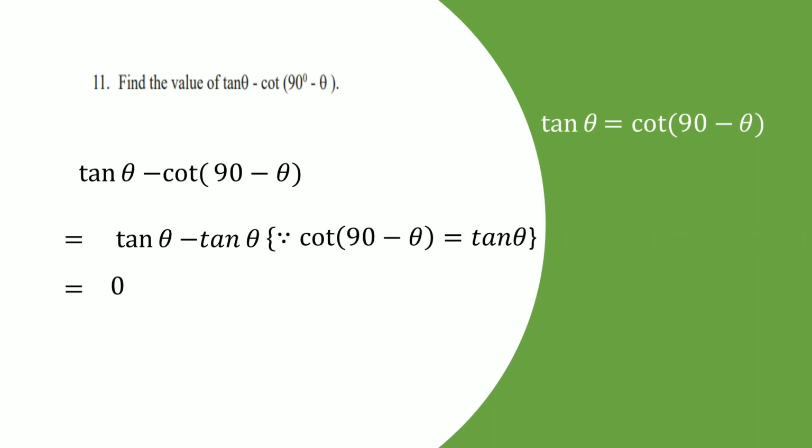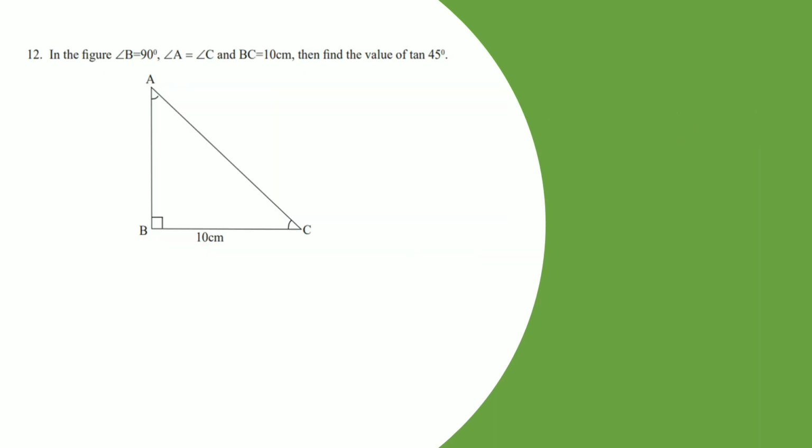It is a 1 mark question, so you can write only these steps, but you have to highlight the answer. You have to write actually. This is also a 1 mark question. In the figure, angle B is 90 degrees, angle A is equal to angle C, BC is 10 centimeters. Find the value of tan 45.